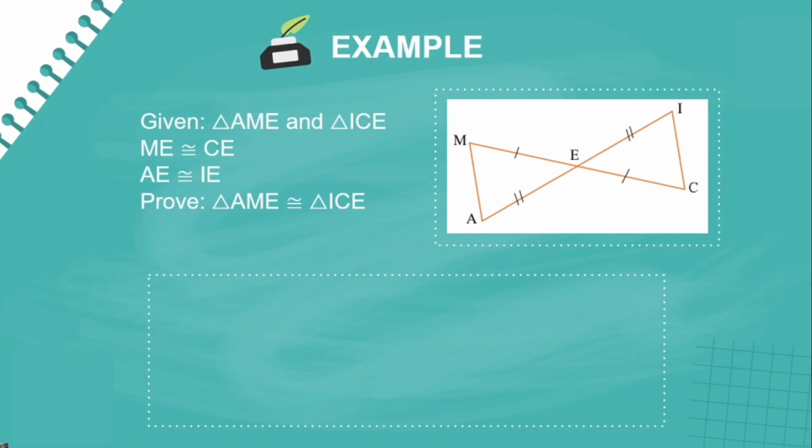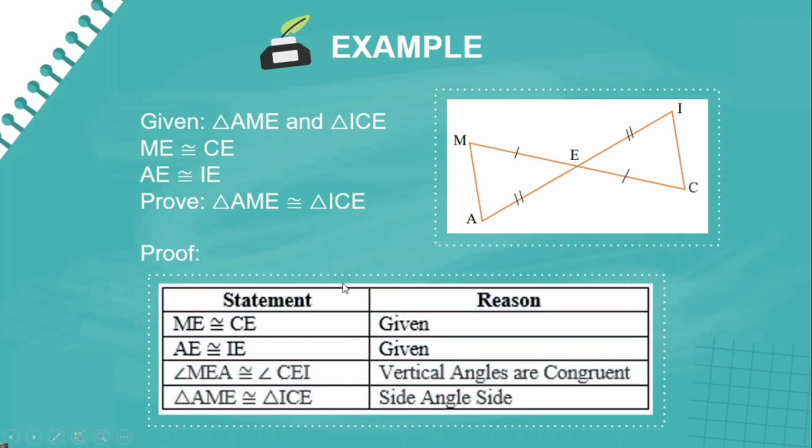So given here, for our example 1, is triangle AME and triangle ICE as illustrated. We also know that ME is congruent to CE and AE is congruent to IE. So we have to prove that these two triangles, triangle AME and triangle ICE, are congruent. So for our proof, we have two columns here. Column 1 would be for our statement and the other column would be for our reason.